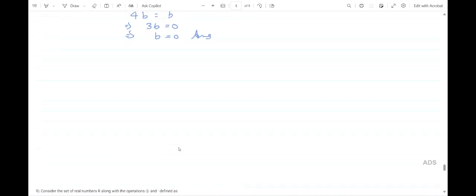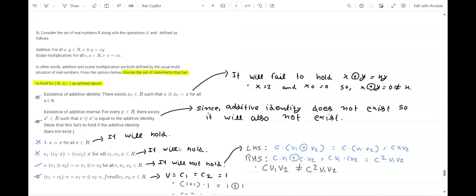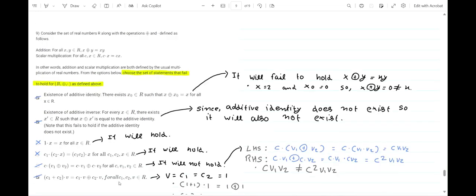Now let's move to the ninth question, which says: consider the set of real numbers R along with the operations plus and multiplication defined as follows. The addition is defined as x plus y equals xy, and the scalar multiplication is defined as c times x equals cx. In other words, addition and scalar multiplication are both defined by usual multiplication of real numbers, because in the addition also we are multiplying the two real numbers, and in the scalar multiplication also we are multiplying the two numbers. From the options below, choose the set of statements that fail to hold for real number addition and multiplication as defined above.